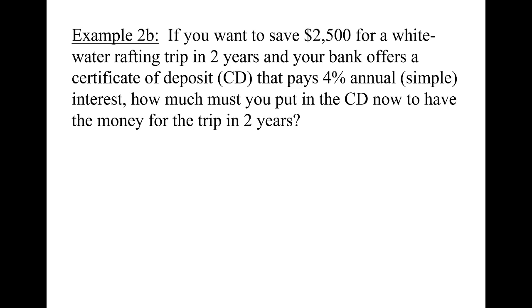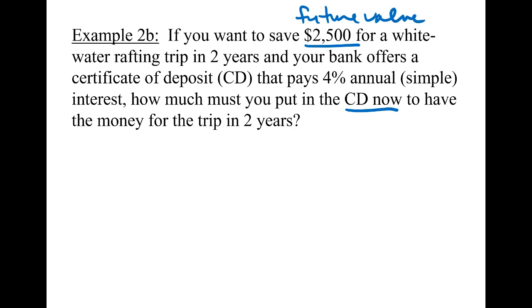Let's work through example 2b together now. If you want to save $2,500 for a whitewater rafting trip in 2 years, and your bank offers a certificate of deposit, called a CD, that pays 4% annual simple interest, how much must you put in the CD now to have the money for the trip in 2 years? Notice that they're asking us for the amount we need now. So how much do we need now? We're asked to find present value. And we're told that in the future we want $2,500. So there's our future value.